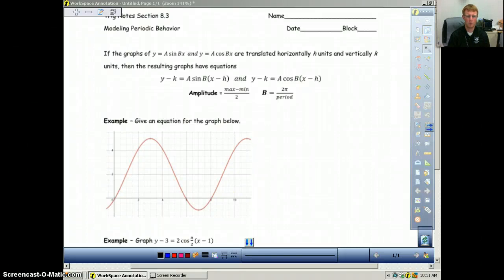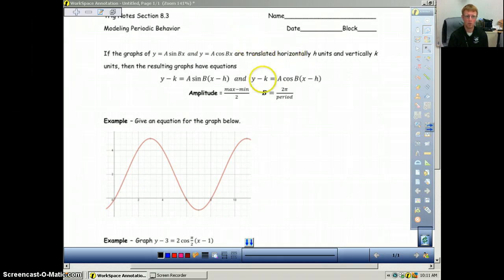This is 8.3. What we're doing is taking 8.2 of graphing the sine and cosine functions and taking it to the next step. The only thing that's going to be different in this section is we're actually going to be shifting things. So in previous courses, like Algebra 2, we've learned how to shift things horizontally and shift things vertically.